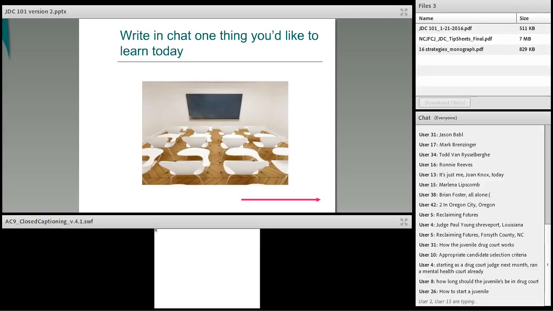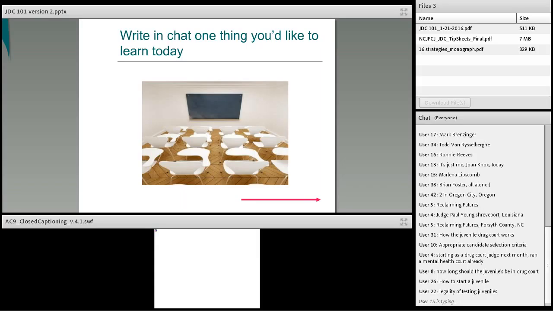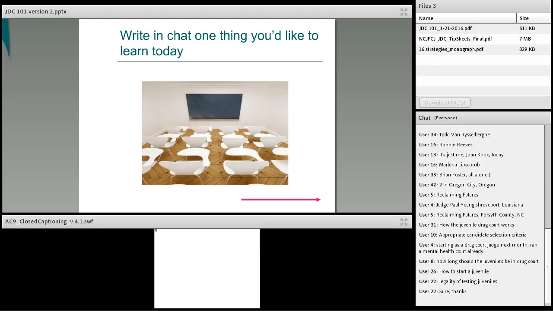How long should juveniles be in the drug court? That's an interesting question that I'm not really planning to answer today. I think it varies. I can tell you that the average length of time that kids spend in a juvenile drug court is somewhere between 9 and 18 months. What I always tell folks is to think about their terms of probation and how that matches up with the kids that can come in. Legality of testing juveniles: Erica, you need to call us and we'll have a more in-depth conversation about that. There have been no challenges to the legality, but it sounds like you might have some specific questions.